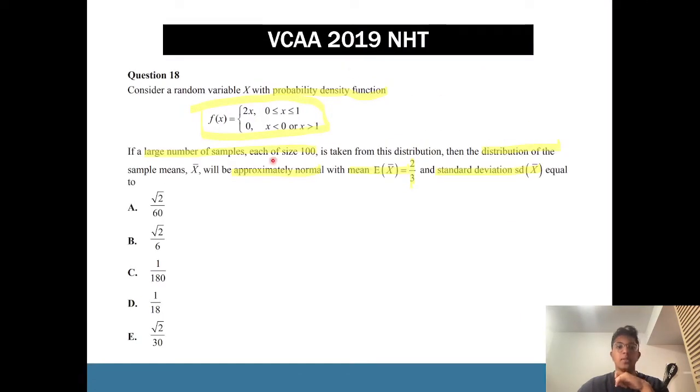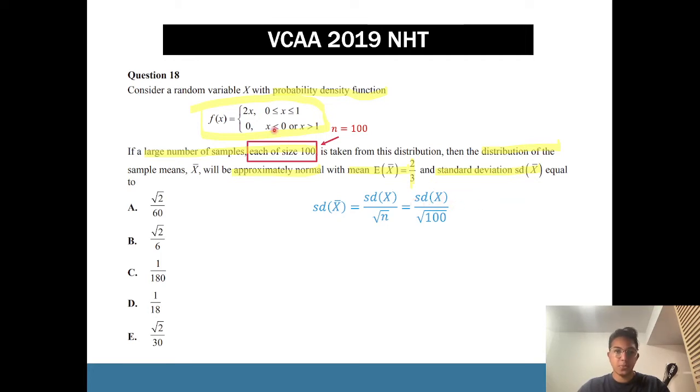Let's work through this. So, first bit is identify that your sample size is 100. So this is well over 30, right? So you can use your central limit theorem. Central limit theorem does apply here. So first thing I'm going to do is my standard deviation of x bar is the standard deviation of x over square root n. So that's all I've got to work out here.